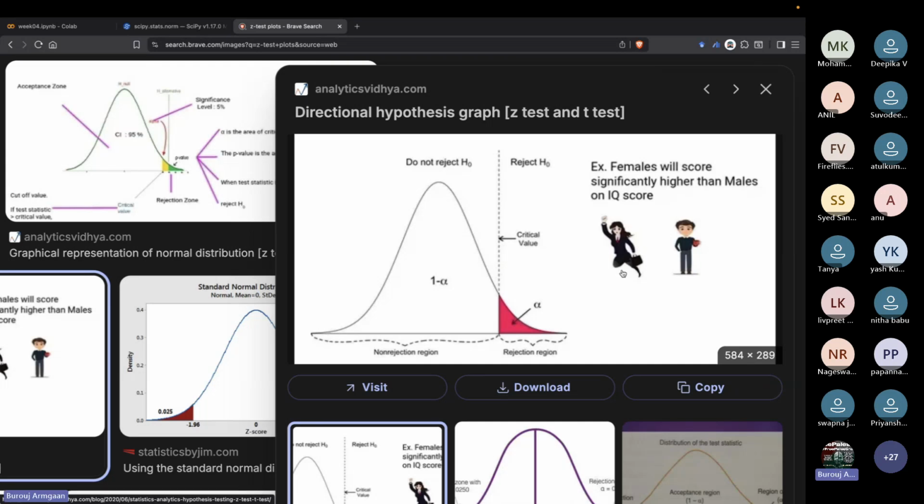So if the screen is visible, maybe you can revisit this part. Siddharth and Tanu, you notice this graph. If you have this alpha, then this particular line becomes your z critical. And if your z stat is on the left side of z critical, then you cannot reject it. If you are on the right side, then you will reject it. That's the crux of it.